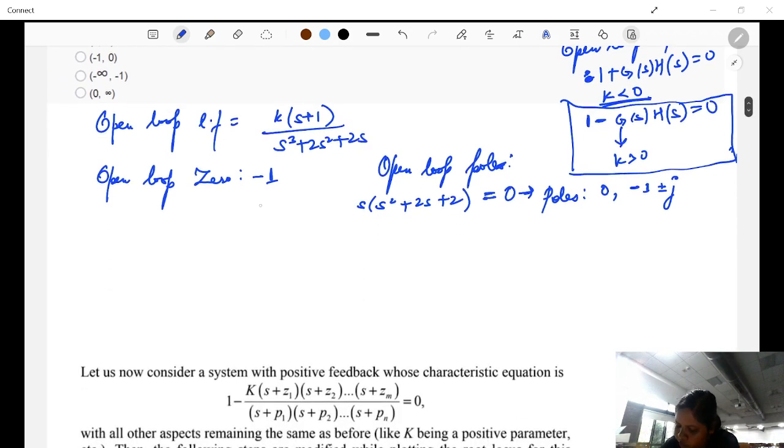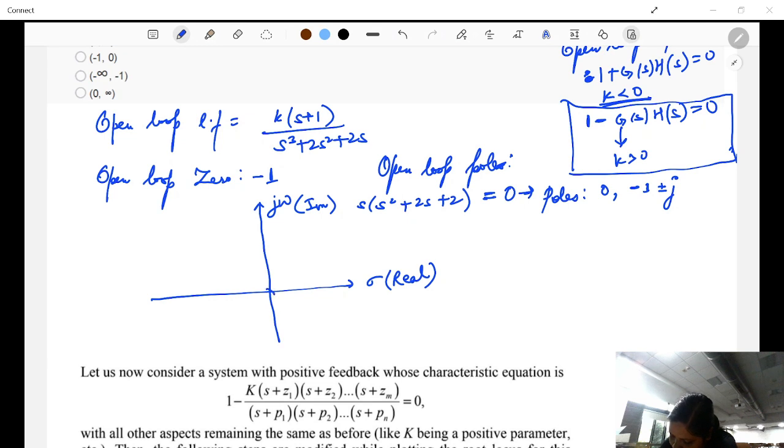Now what we want to do is plot them all. So this is sigma, this is j omega, which is real and imaginary. Then where is the pole? One pole is at 0. The other pole is at -1 plus j. Other is at -1 minus j. And there is a 0 which is at -1. So here, the 0 is over here.